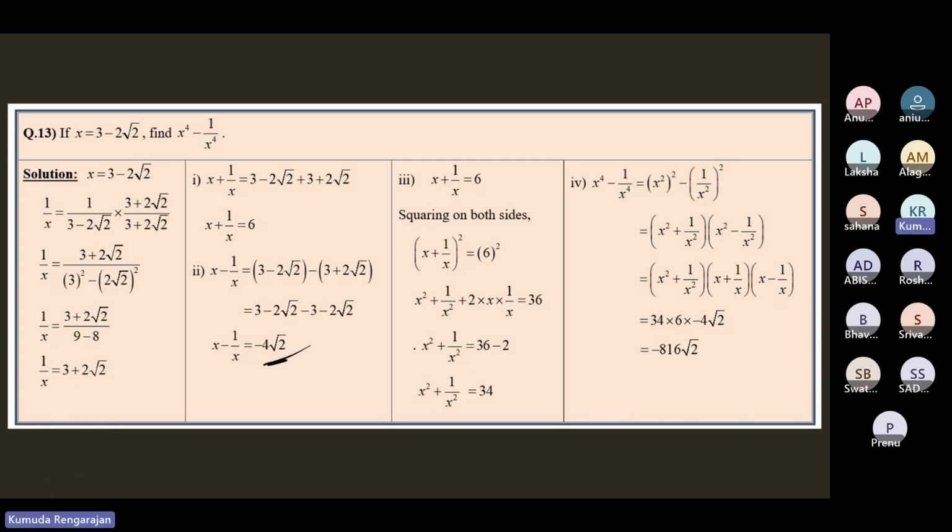And then I told you to find x square plus 1 by x square. You can square either this one on both the sides, or you can square this on both the sides. So find this. And this is how we factorize x to the power 4 minus 1 by x to the power 4. This is how we factorize. Just a minute, children.